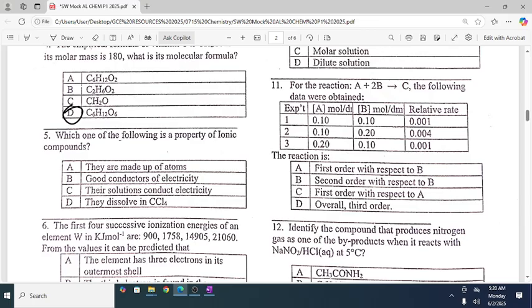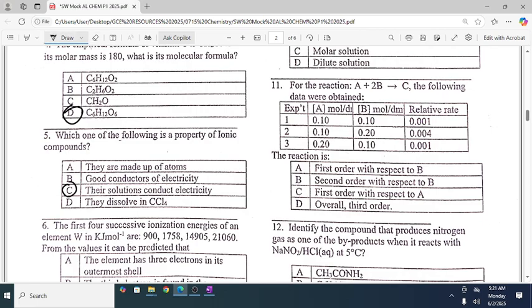Option B is also wrong, because option B is saying that they are good conductors of electricity. But generally, what conducts electricity are the ions, which means that those compounds have ionized. It is because of the free mobile ions that they are going to conduct electricity. So they are not good conductors of electricity on their own. It is only when they are ionized, which means that they are in solution or they are melted, that they become good conductors of electricity. So I strongly believe that question 5 is C. If you think otherwise, tell me in the comment section.